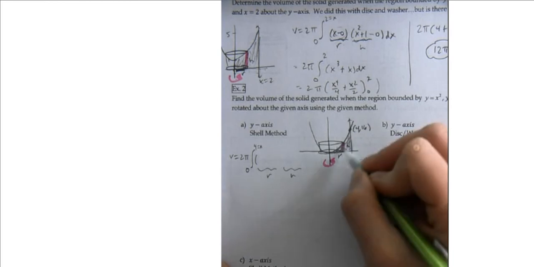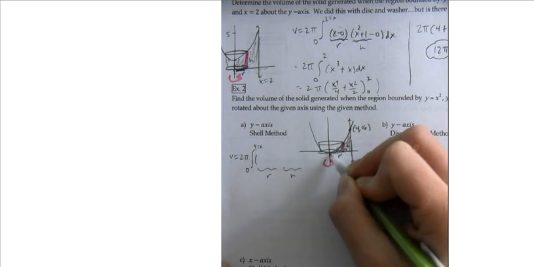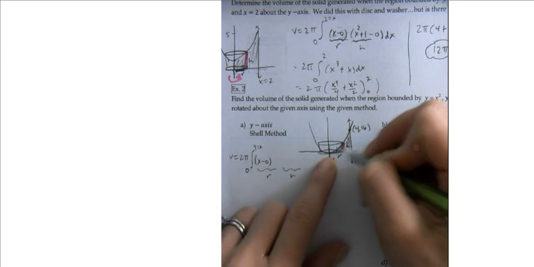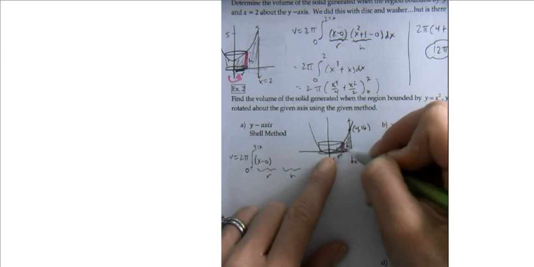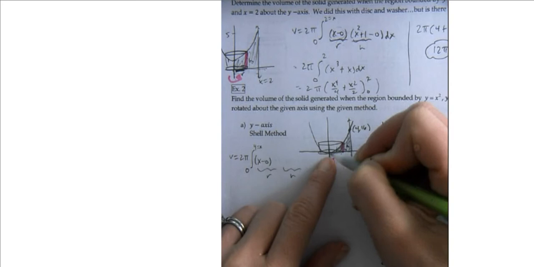The radius keeps changing. This value is going to keep moving. It's changing. The right side is x, the left side is 0. Remember, the left side is the axis of rotation. So this pink, imagine this moving back and forth. Right now, the radius is any given x minus 0. The height is the top, which is the curve, minus the bottom, which is 0.